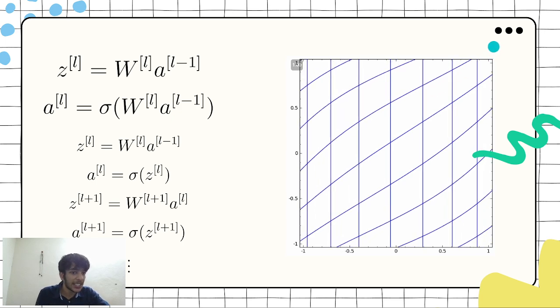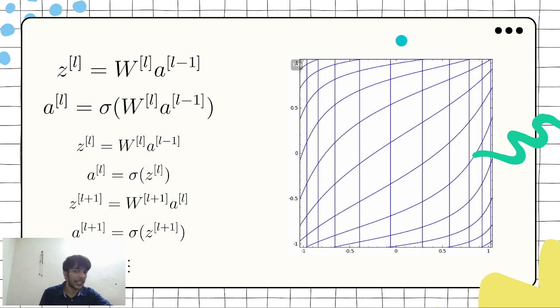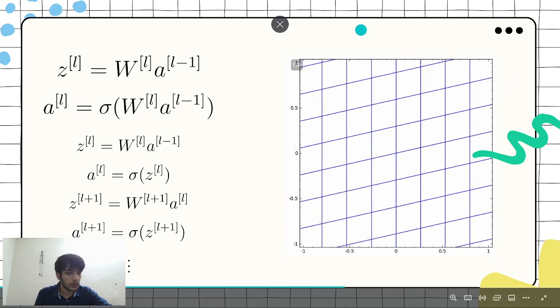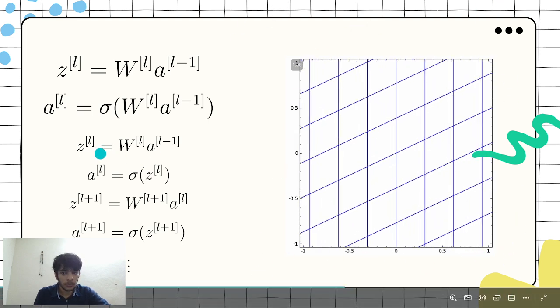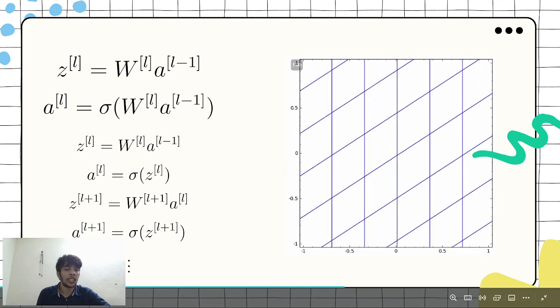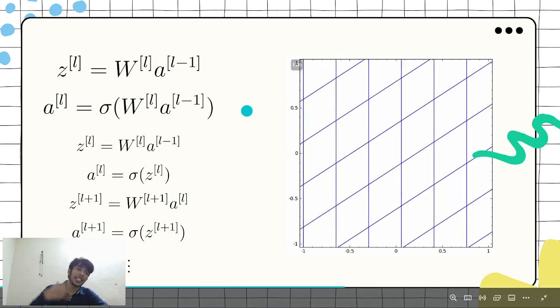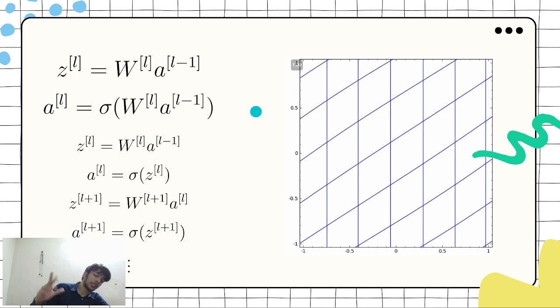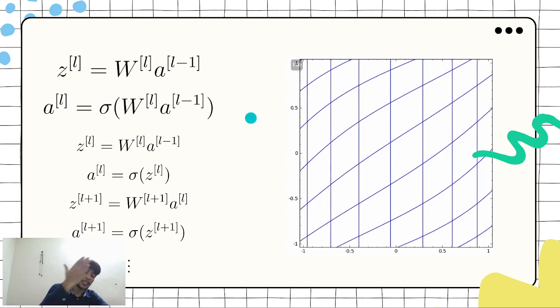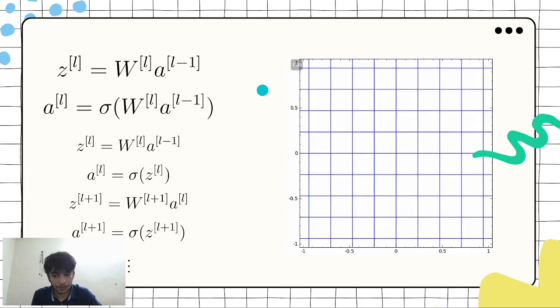And you see the grid lines. This is what causes a non-linearity. It squashes our entire input space. And we do this recursively. Then we have a new space. Again, we transform it in the next layer, and then we translate it, and again we apply the activation.